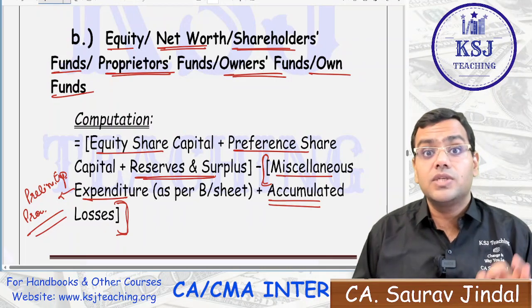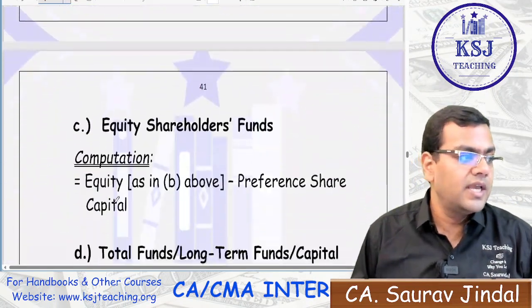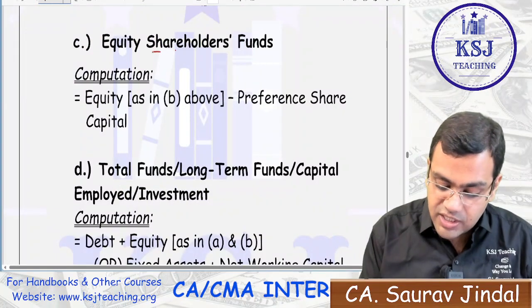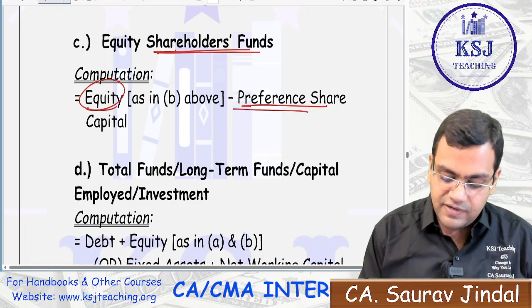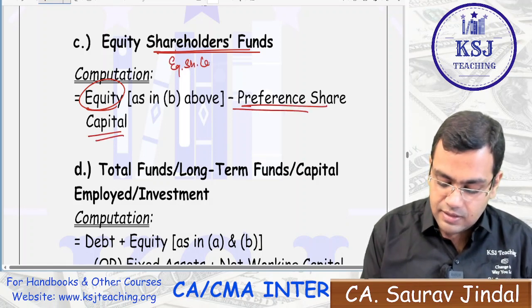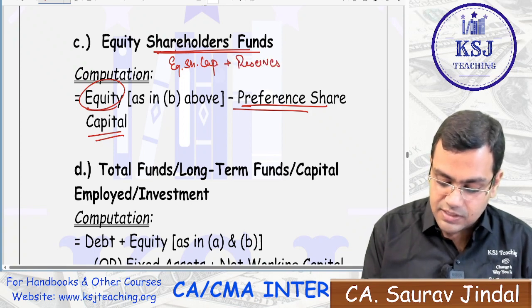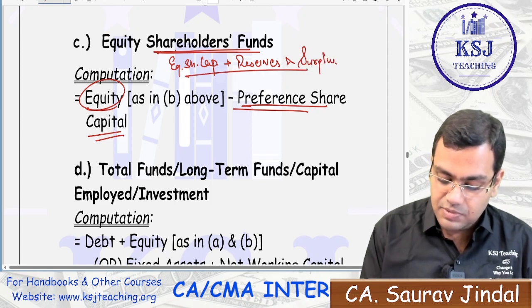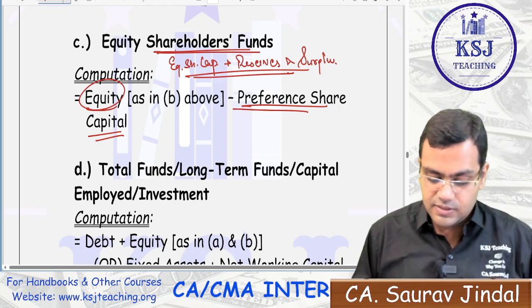Now, the equity we are talking about is the one in which the preference share capital is also included. If the term used is equity shareholders funds, then it is equity minus preference share capital, which we can write as equity share capital plus reserves and surplus. This again is equity shareholders funds.